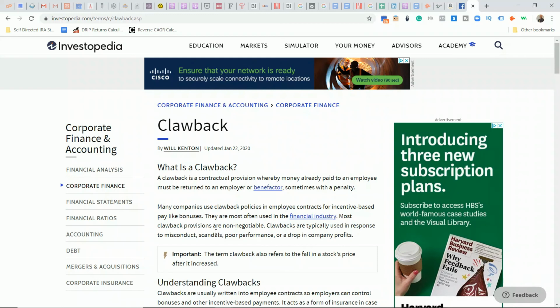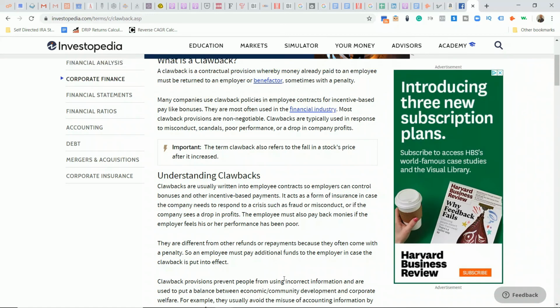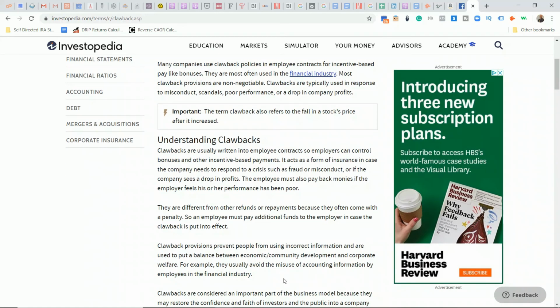So this isn't as important a term as some of the other ones we've talked about, but it's still a rare one that you need to know, because again, it's a way to protect shareholders. So I hope this helps.